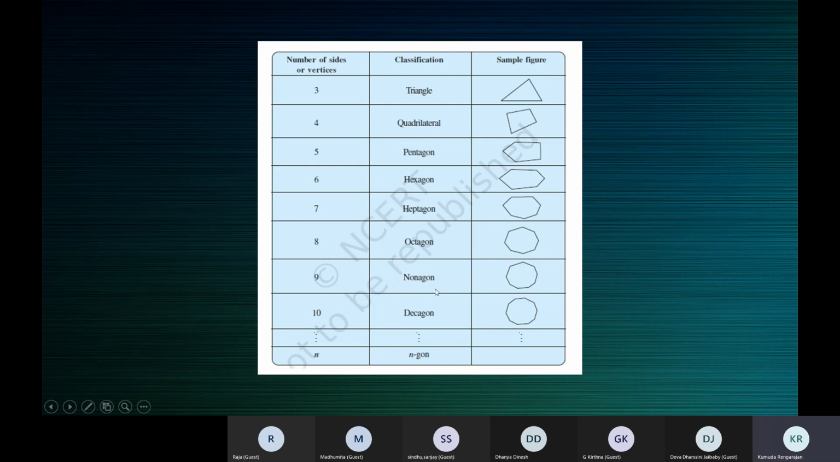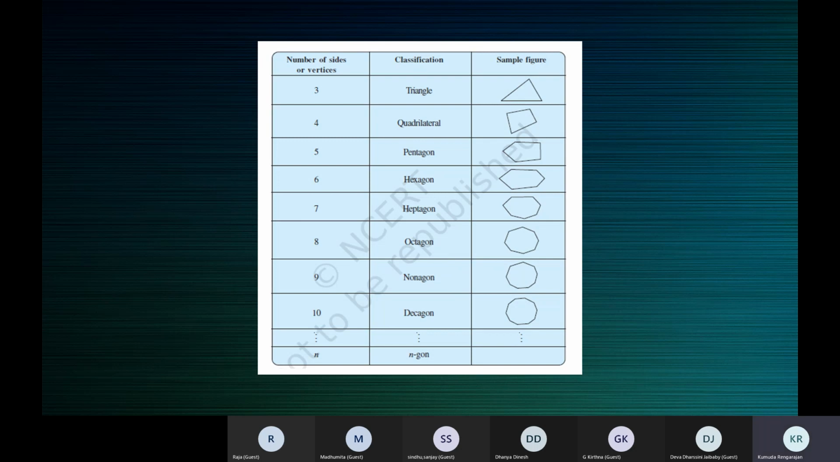You can just look up in the dictionary. The meaning of the term nano is very small. Nano is something which is very small. So it's not nanogon, it's nonagon. Okay, and decagon. Please get the difference.